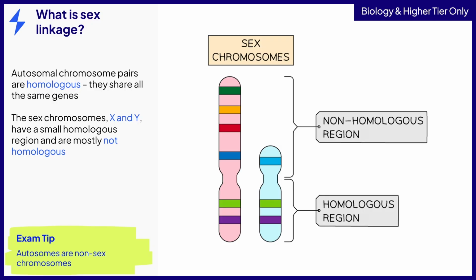Because there are no other alleles for these genes, it means that the alleles in this region of the X chromosome are always expressed in males, regardless of whether they are dominant or recessive. This means that certain characteristics are more common in one sex than the other. This is called sex linkage.